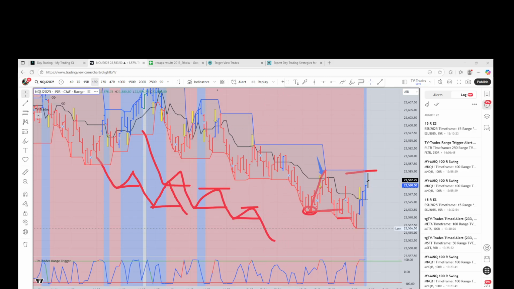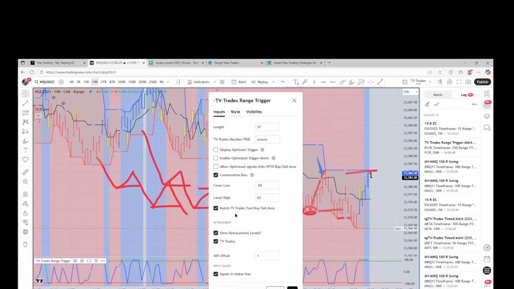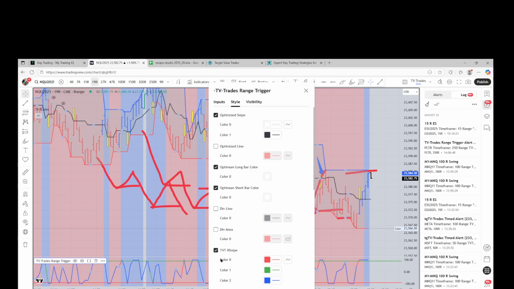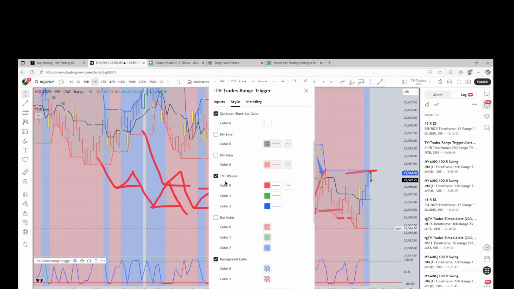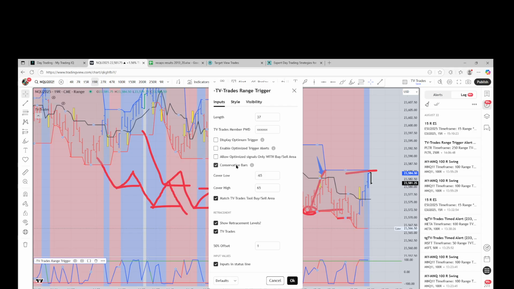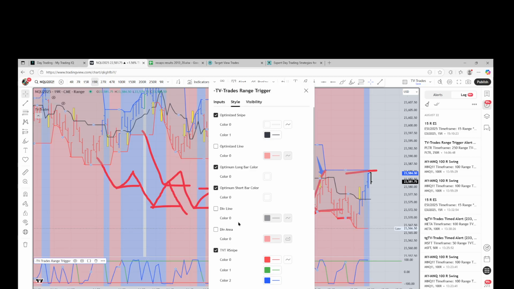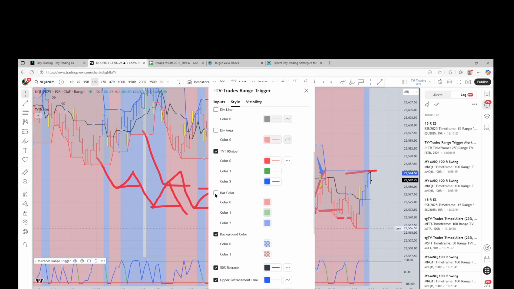Because Jimmy, you were asking earlier, right? How to get this to show up, be the right color. You have to go into TV Trades Range Trigger and shut off the bar colors down here, because these bar colors correspond to this conservative bar stuff. Okay, you probably don't want that.